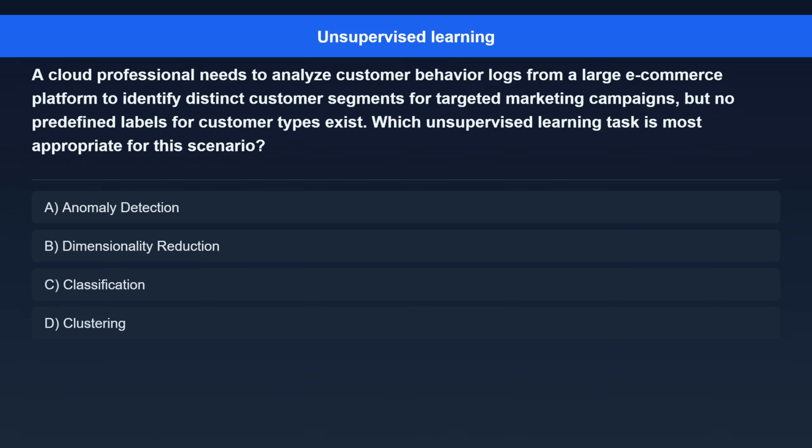Question 6. A cloud professional needs to analyze customer behavior logs from a large e-commerce platform to identify distinct customer segments for targeted marketing campaigns, but no predefined labels for customer types exist. Which unsupervised learning task is most appropriate for this scenario? Option A, anomaly detection. Option B, dimensionality reduction. Option C, classification. Option D, clustering.